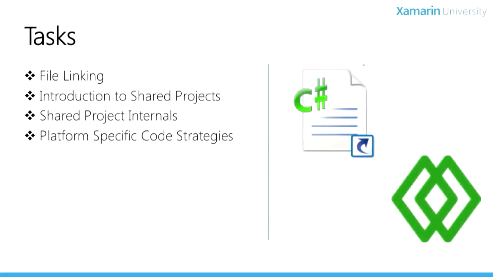There are actually two different ways we can share source code. One that's been around for a long time called file linking, and a new method called Shared Projects, which was introduced by Microsoft as part of Visual Studio 2013 Update 2 to support the unification of Windows Store and Windows Phone applications. Let's start with the original file linking approach.